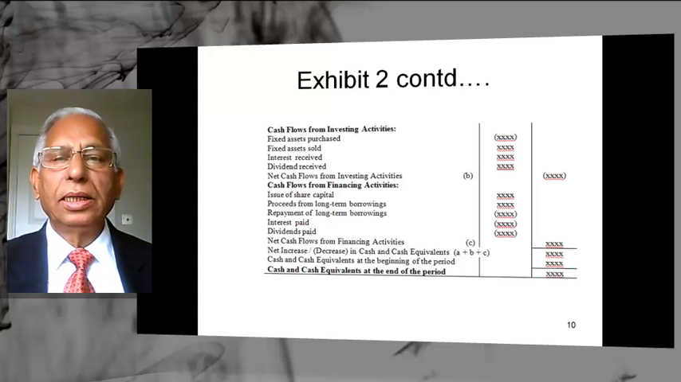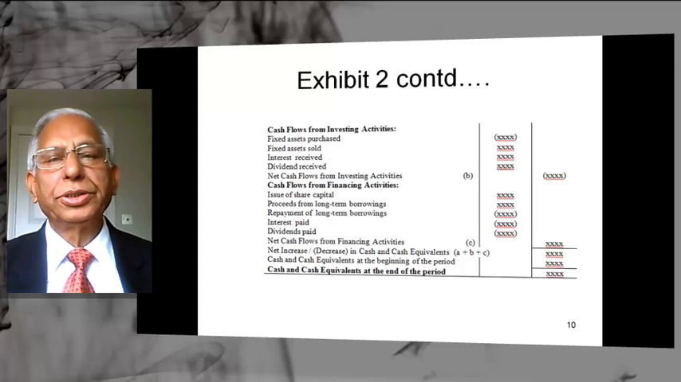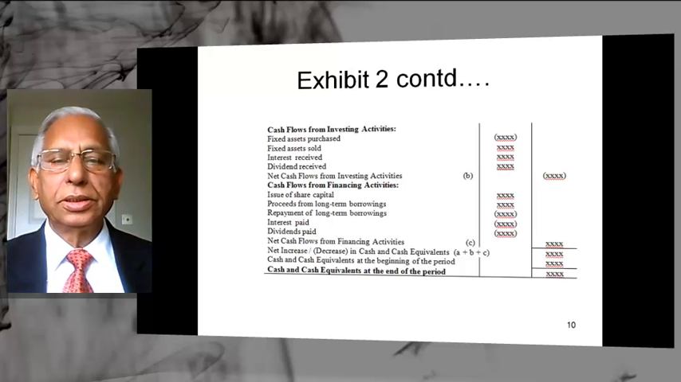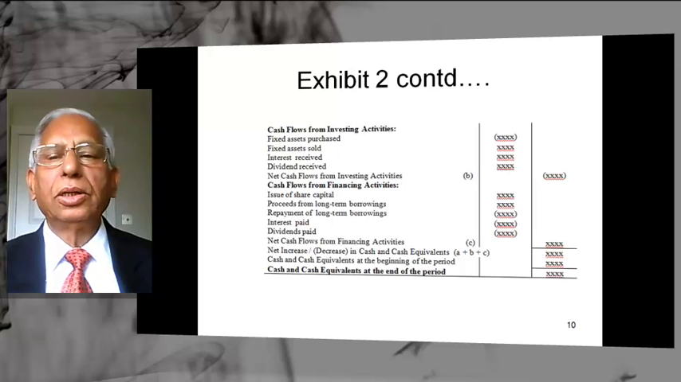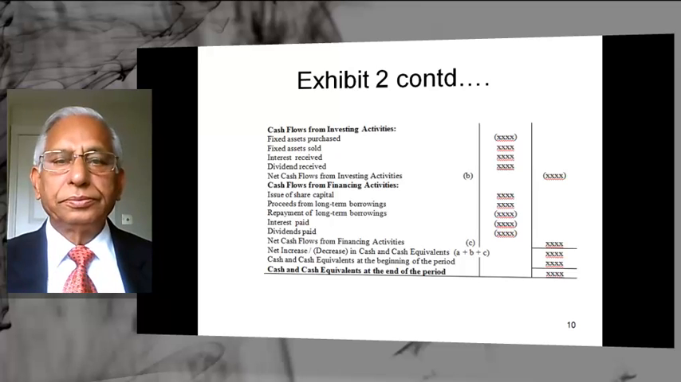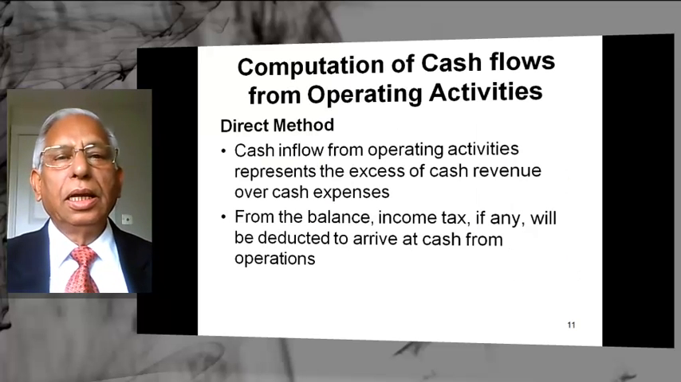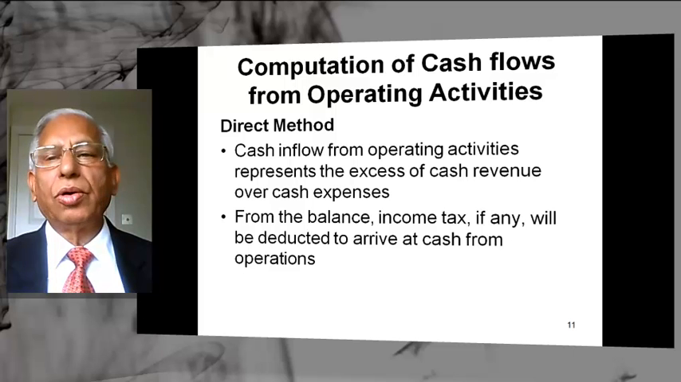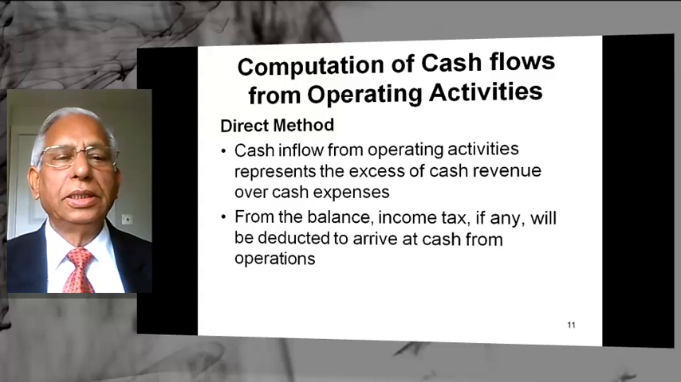As I told you earlier, that basic difference is only in the case of computation of cash flows from operating activities. Other items in the cash flow statement remain the same, whether it is direct method or indirect method. Now we will see how cash from operating activities is calculated. First we will see as per direct method.